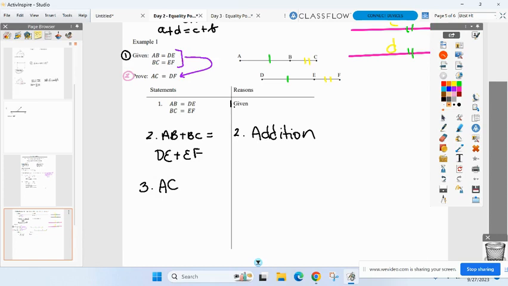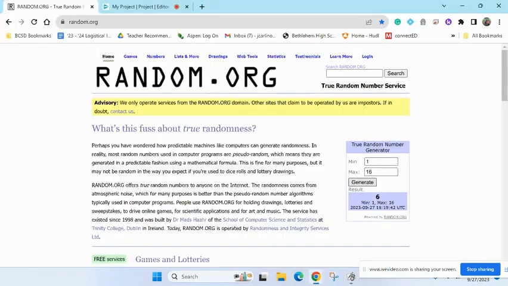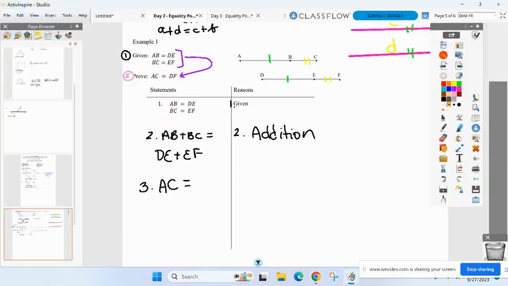with AC. And what can I replace DE plus EF with? Will? What can I replace DE plus EF with? DF. Why? I replaced it. See? So that is substitution. Yep, everyone see? Substituting in what it's equal for. Questions?